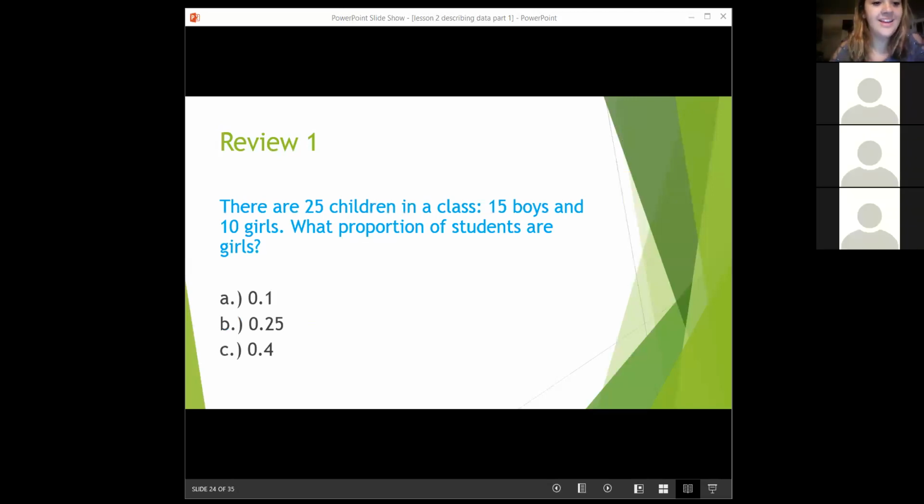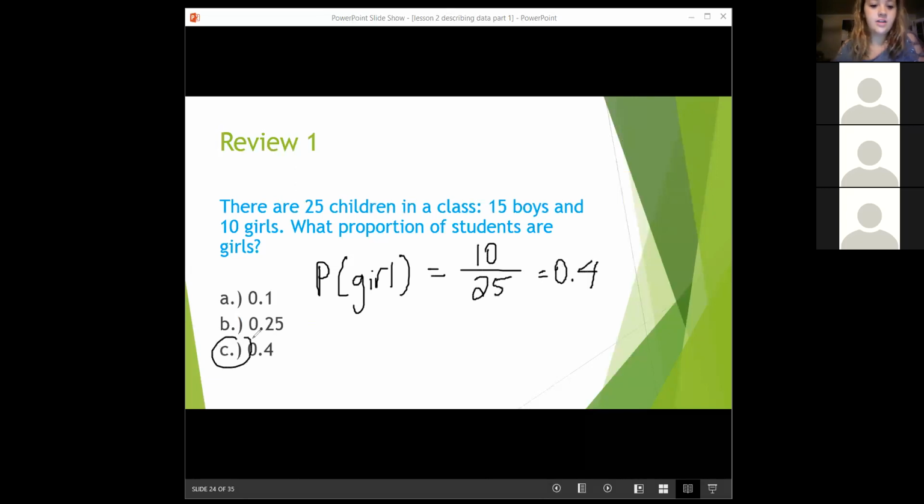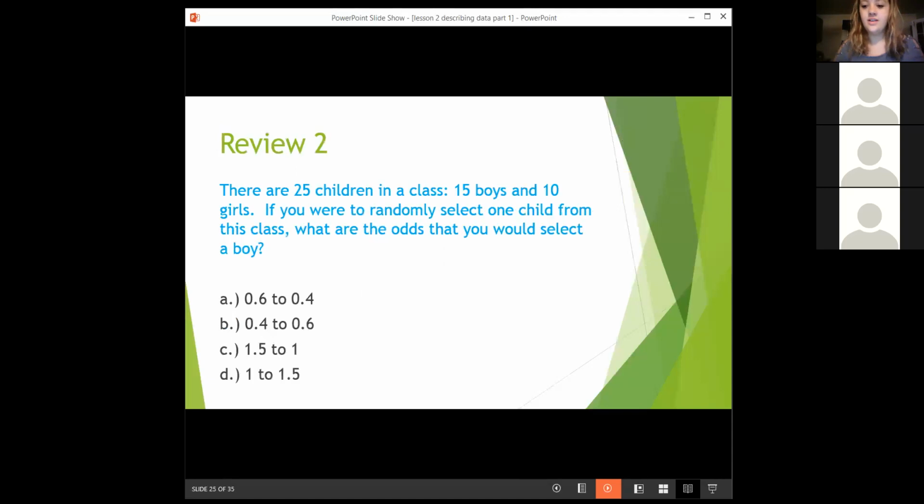Okay, great job. So, yeah, definitely our answer is going to be C here. So you guys obviously understand it. But remember that if we're talking about the probability of something, so if you said probability of it being a girl, we're going to take how many we have divided by our total number. So we have 10 girls, and then we are going to divide that by our total number of students, which is 25. So then we'll get 0.4. So that's C. Good job. Proud of you guys. Okay, let's do another one.